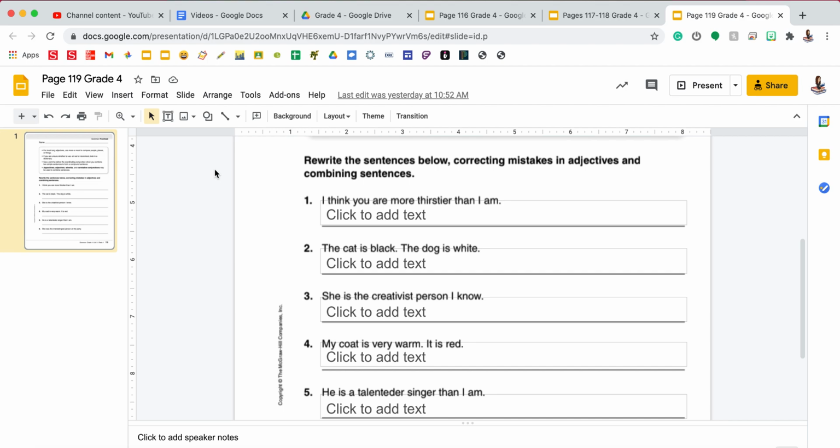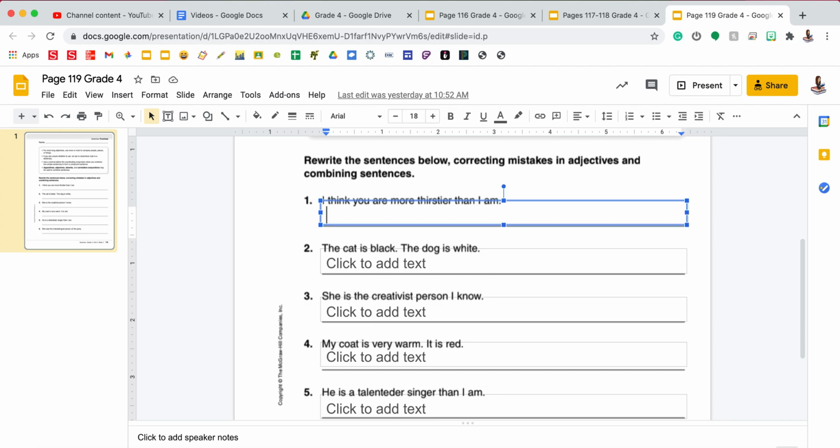Number 1 says, I think you are more thirstier than I am. Again, I see a mistake in adjectives here because it says more thirstier. I need to decide whether to keep more or keep the ER at the end of thirstier. I am going to choose to write, I think you are more thirsty than I am. I think that sounds better.